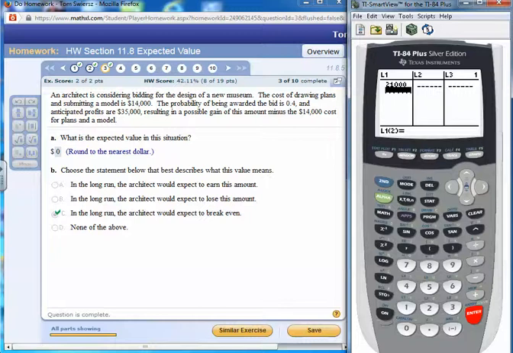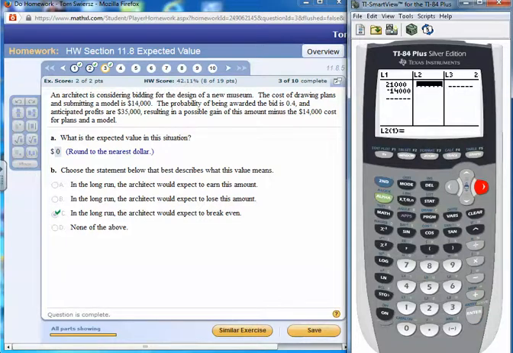21,000. And then if they do not get the bid, remember they had to pay for submitting the model, and they're going to lose that money. So it's a negative $14,000. Those values are in L1.